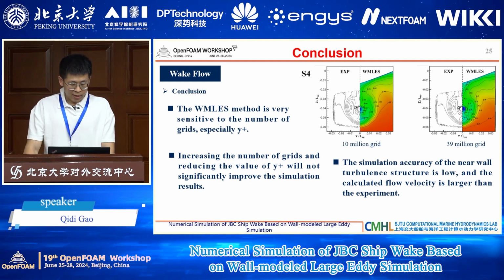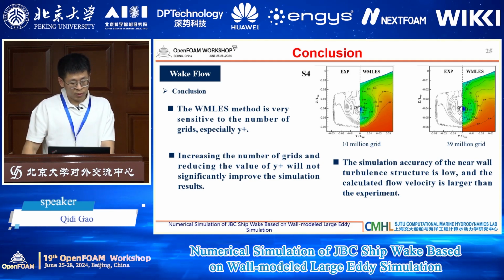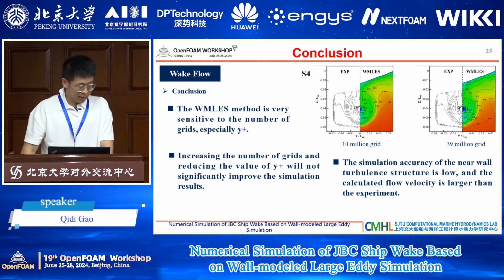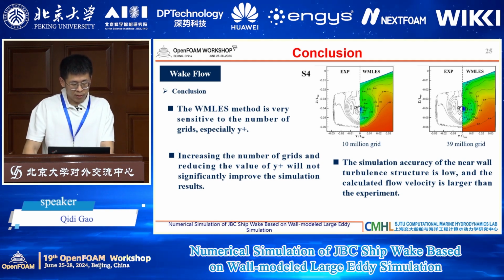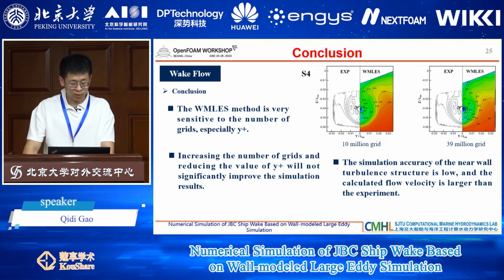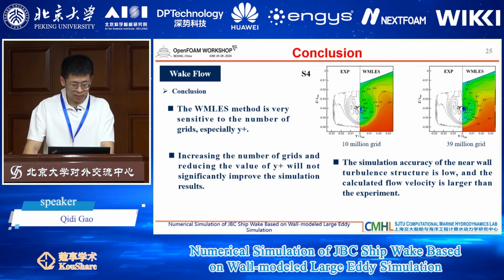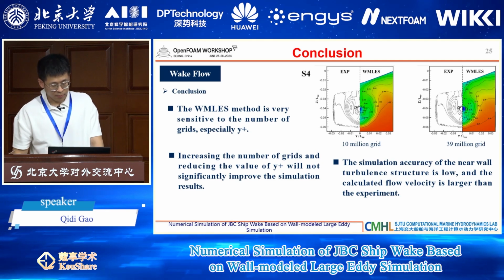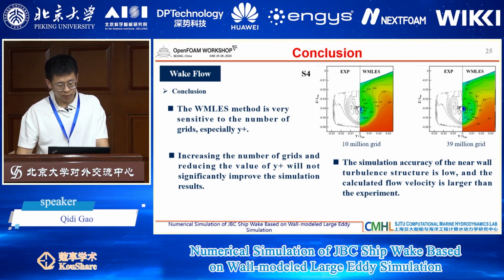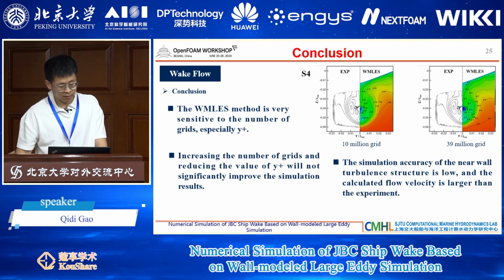The WMLES method is very sensitive to the number of grids and especially Y+. Increasing the number of grids and reducing the value of Y+ will not significantly improve the simulation results. The simulation accuracy of the near-wall turbulence structure is low, and the calculated flow velocity is larger than the experiment.